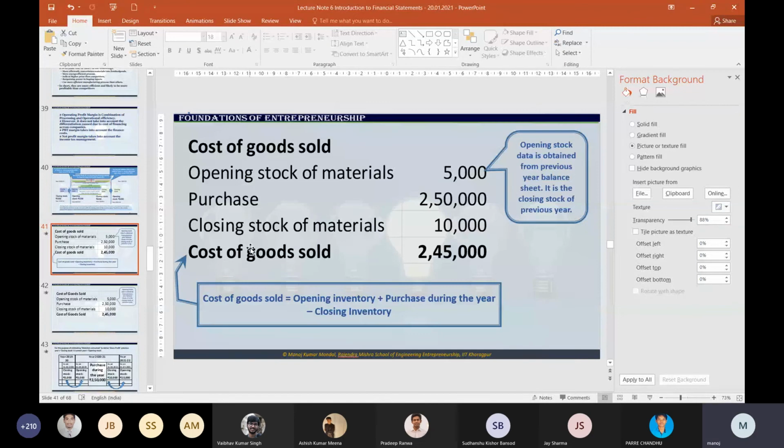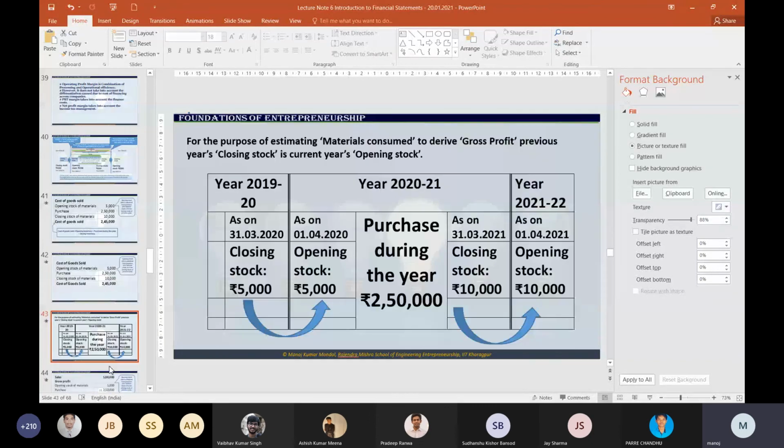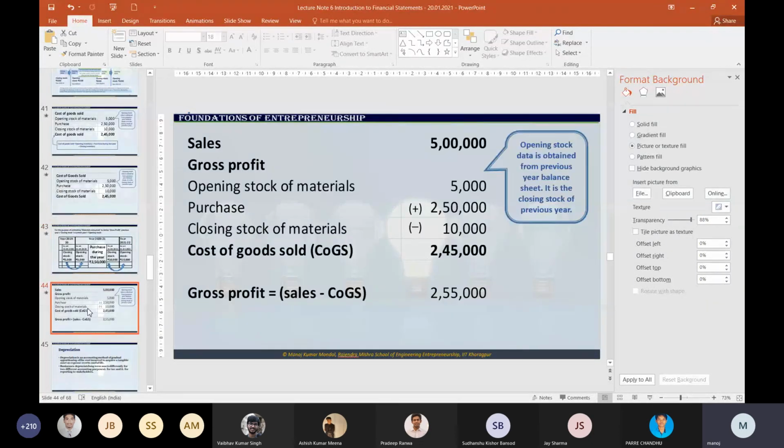So if you can estimate this, then suppose your sales is 5 lakh rupees. Then your total cost of goods sold is 2,45,000. You deduct that from sales. So your gross profit is nothing but 5 lakh minus 2,45,000, which is equal to 2,55,000 rupees. This is the gross profit. We are yet to deduct labor cost or salary or depreciation or transportation, traveling and other costs that come with operating expenses. I'll not go ahead with that, but gross profit is estimated this way.